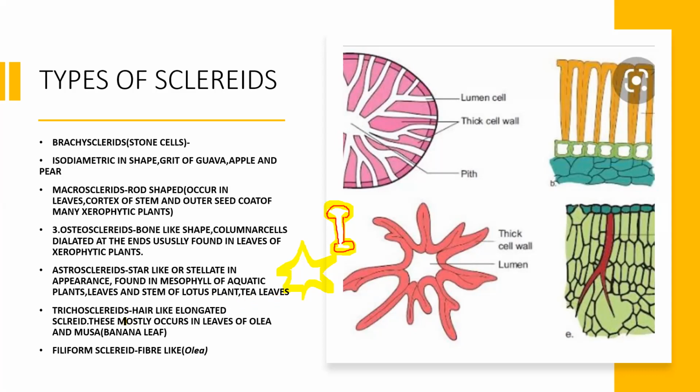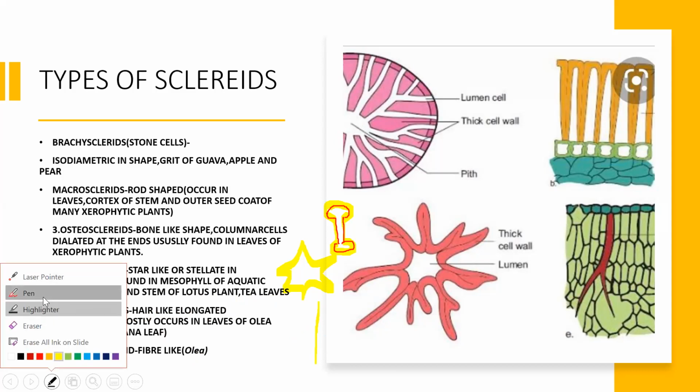And if these are hair-like, elongated like this, we can see here, these are elongated trichosclereids. These are trichosclereids, which may be found in the leaves of Olea and in banana leaves. And if they are simply thread-like, then it is called filiform sclereid, in the case of Olea.